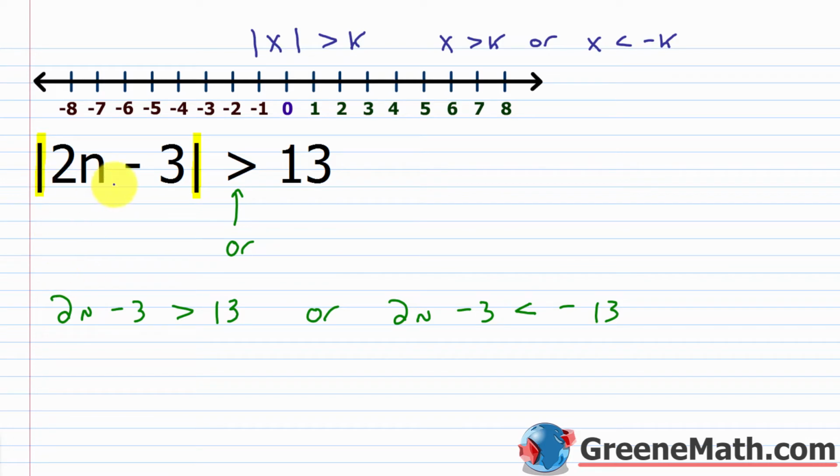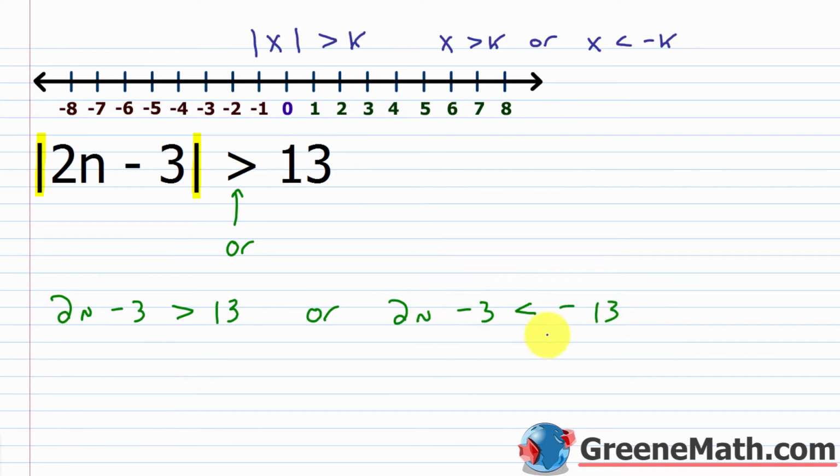The first one is just remove the bars, as we have here. We just remove the bars. We have x is greater than k. The second one is remove the bars, flip the sign, make it negative. So we remove the bars. We flip the sign from greater than to less than. We made 13 negative 13.